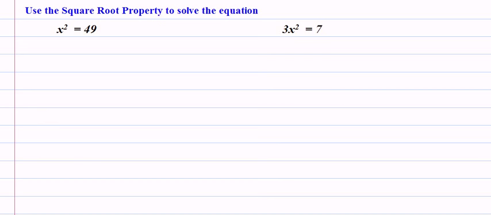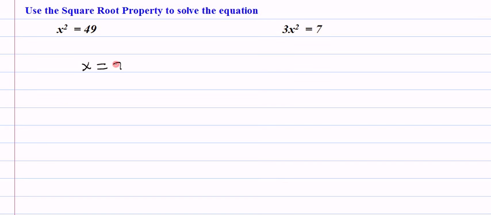It says to use the square root property to solve the equation. Well, we're going to look at two separate equations here. Starting with this one, it says x squared is equal to 49. Well, you can almost look at that and just by inspection realize that the solution would be 7. x is equal to 7 because we know that 7 squared is 49.